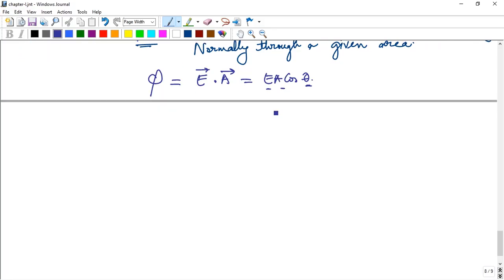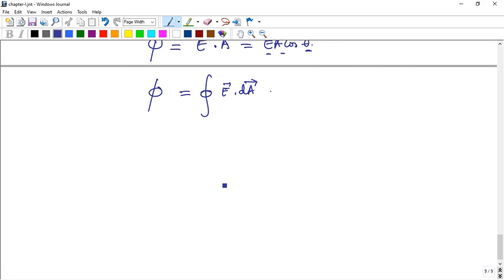So for the general definition, phi is equal to the integration, obviously a closed integral here because the surface is a closed surface, that is E dot dA. The SI unit of flux is electric field, that is Newton per Coulomb, times meter square. The next concept we discuss is Gauss's law.